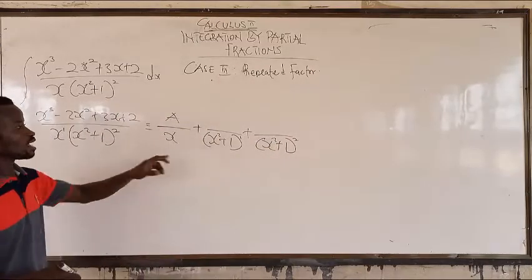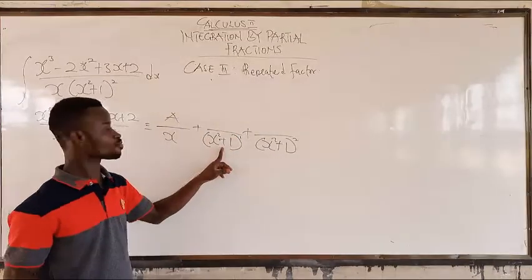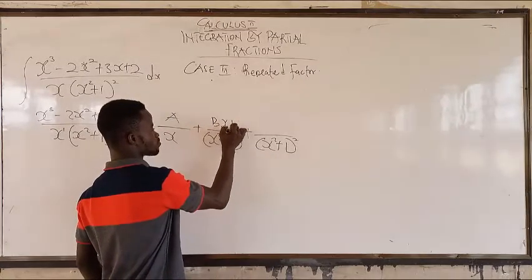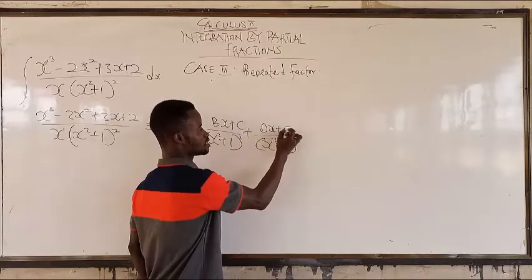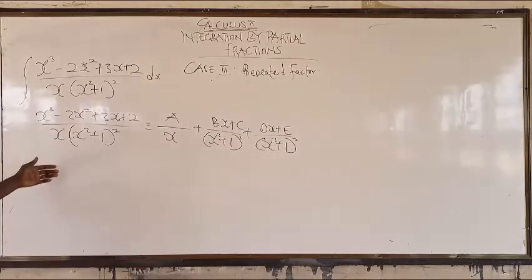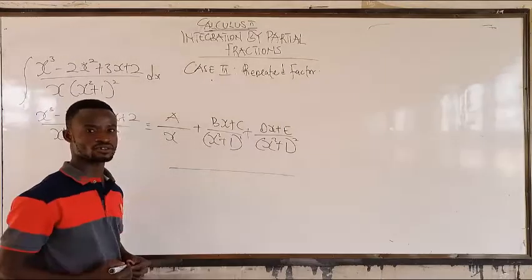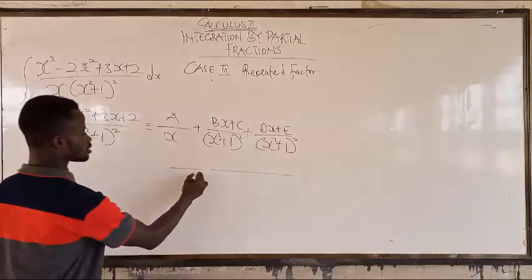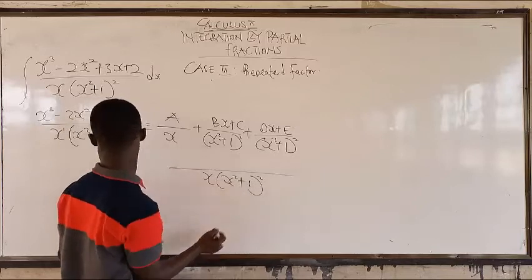Now, here, what is coming here depends on what is here. So what is this? Quadratic. Bx plus c. What is this? Still quadratic. Dx plus e. So that is what this is going to do. You can pause the video and complete everything and come back again. So you find the LCM, and the LCM is going to give you exactly what is here, which is x squared plus 1 whole squared.